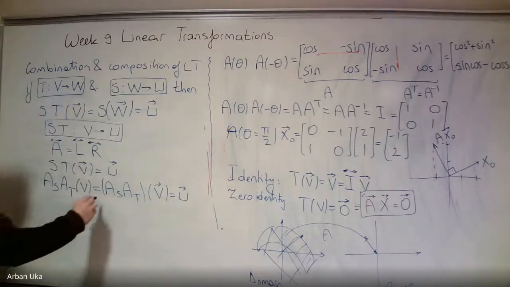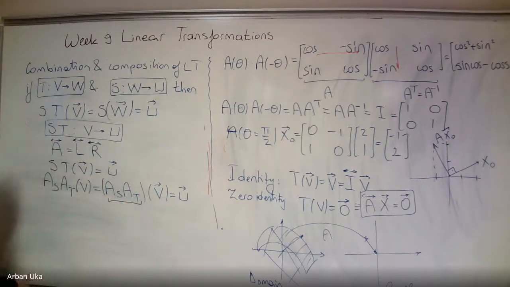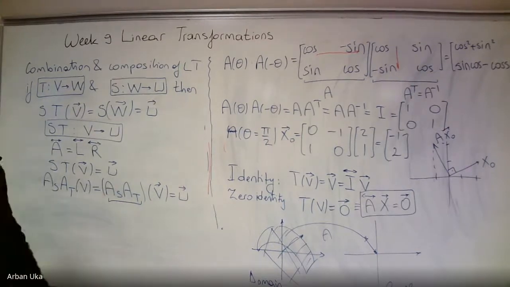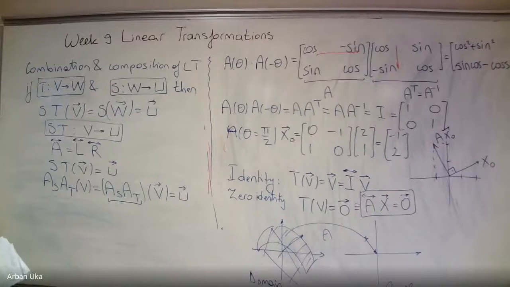So here we see that a combination or a composition of several linear transformations can be represented simply as matrix multiplication. Okay. So we can apply a few of these, and this is what we can get.